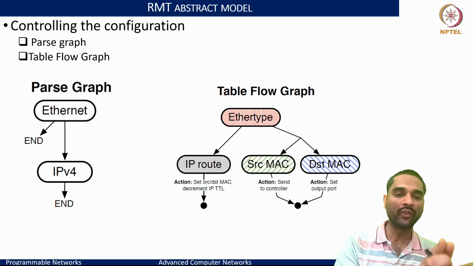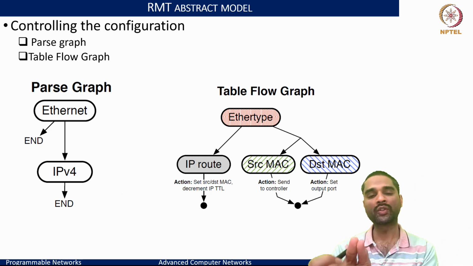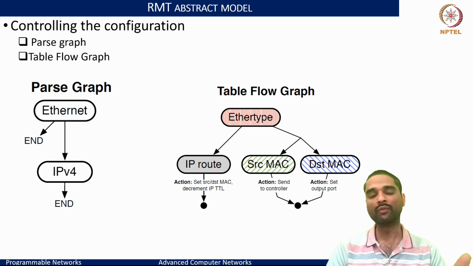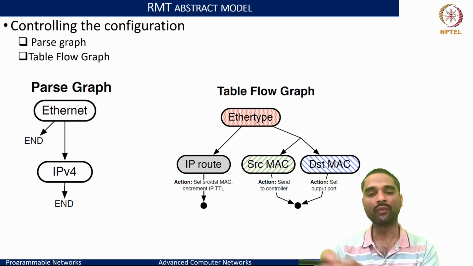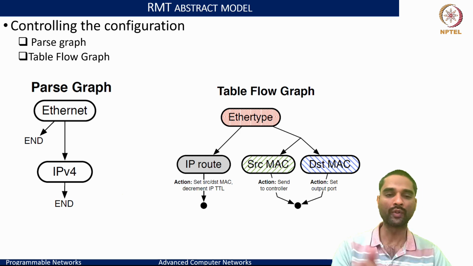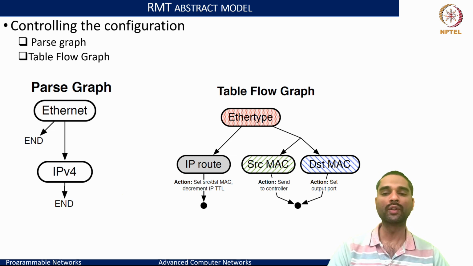Then there is an association of the state at Ethernet to do an action at the Ethernet layer. Like when I said we want to change the source MAC, then whatever the Ethernet data that we have parsed, the source ether, the action would be to replace that source MAC with a new MAC address. And when we parsed the IPv4, then the action could be IP route, decrement TTL, or set source and destination MACs, and likewise.